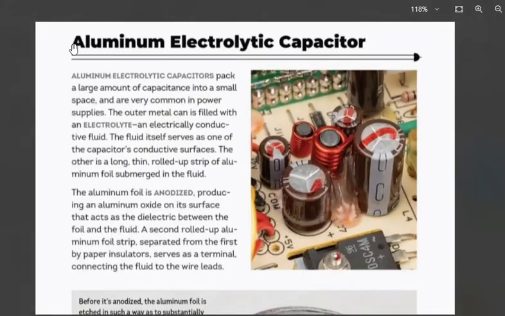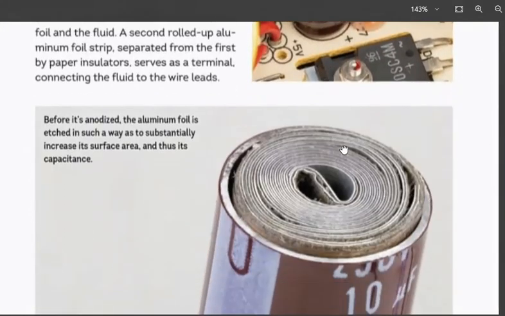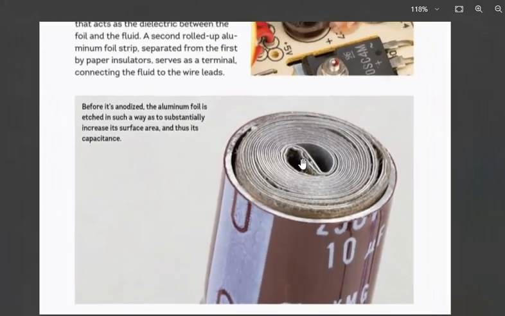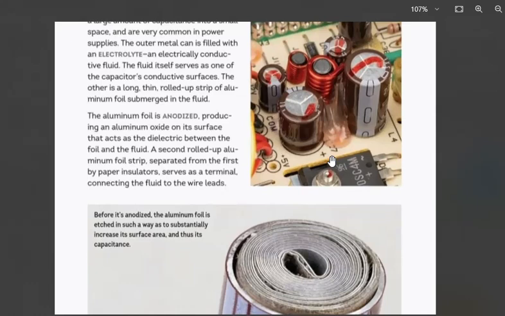So our next component is aluminium electrolytic capacitor. I'm gonna zoom so you can see it clearly. Okay, so let's start with what it does. Their short form is AECs, and they are like big batteries that store a lot of electricity. They are used in devices that need a steady supply of power.